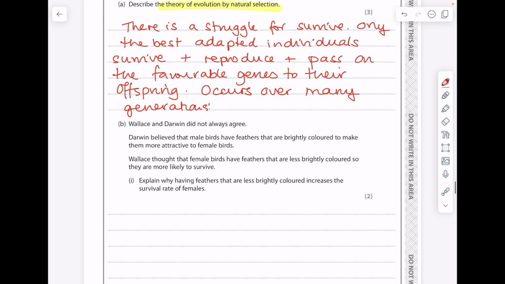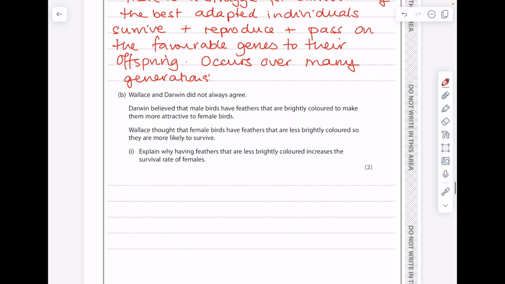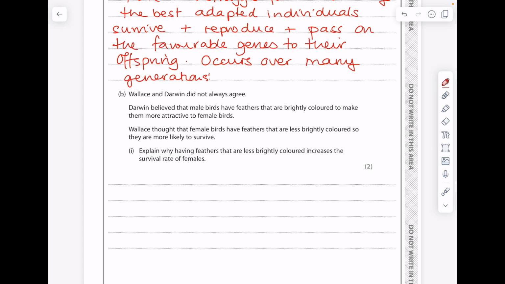Wallace and Darwin did not always agree. Darwin believed that male birds have feathers that are brightly coloured to make them more attractive to female birds. Wallace thought that female birds have feathers that are less brightly coloured, so they're more likely to survive. Explain why having feathers that are less brightly coloured increases the survival rate of females.